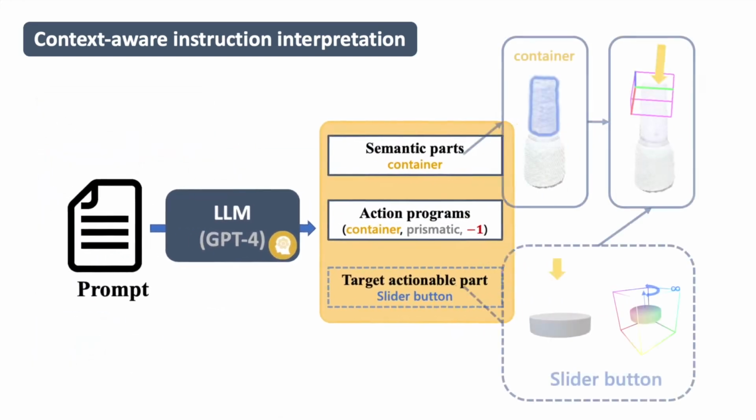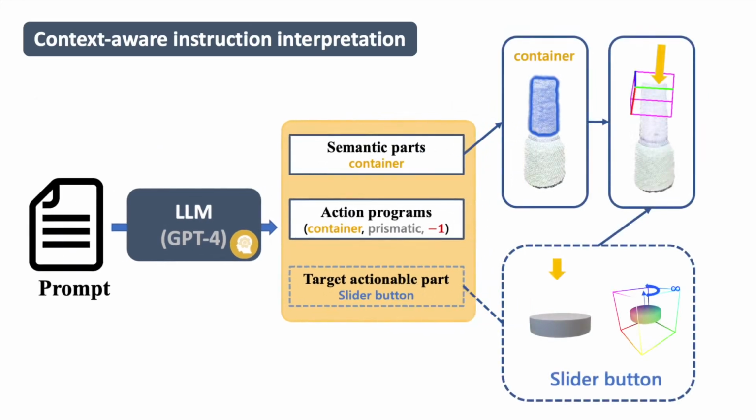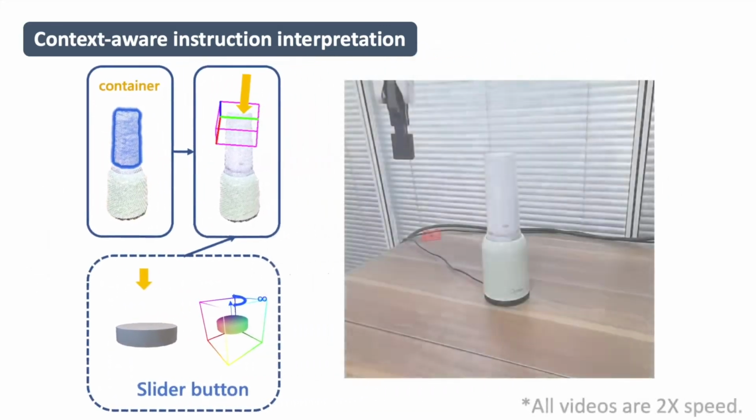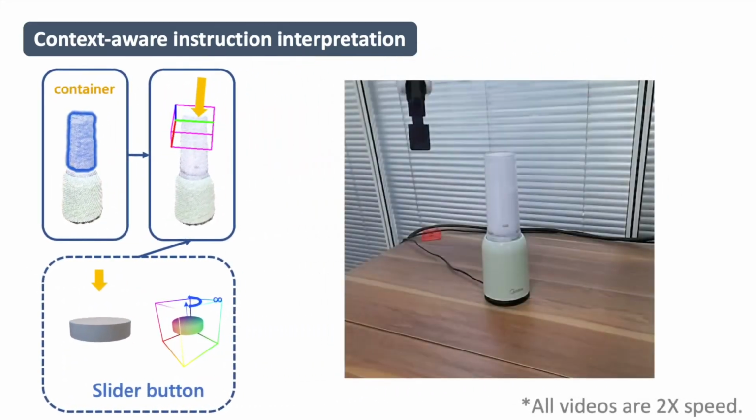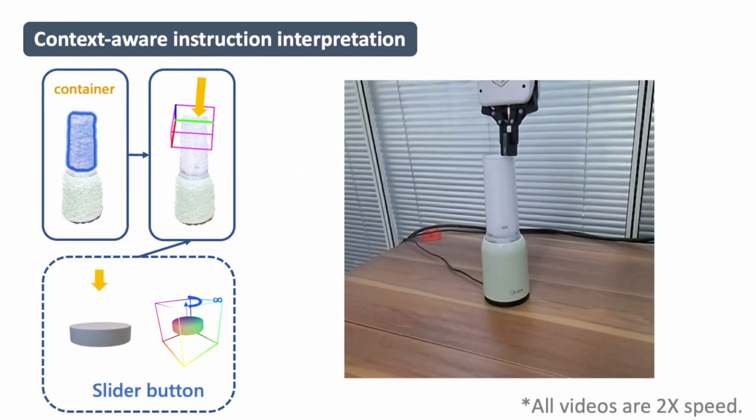We further ground the semantic parts into the target actionable part. Here for this blender, the semantic part is a container and the actionable part is a slider button. We then estimate the part pose along with the press motion. Finally, we execute the action and turn on the blender successfully.